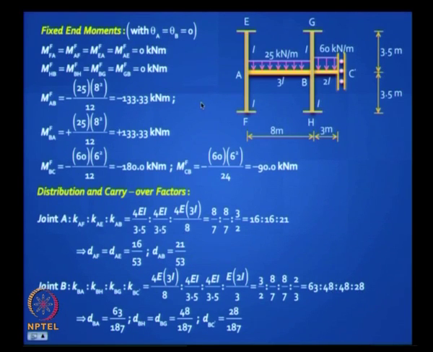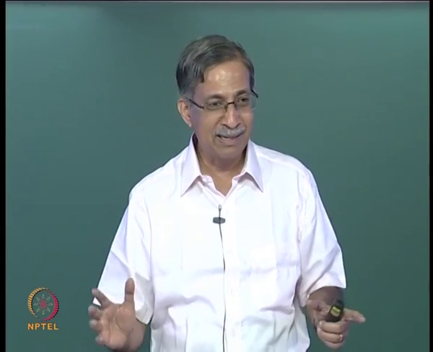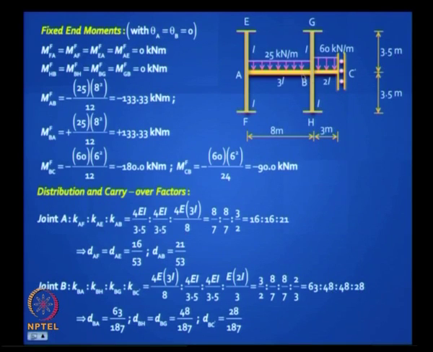So you have got three members meeting at that joint. So when you make the table, you have to arrange it in such a way that you can handle all of them simultaneously. And the same thing you do at joint B. At joint B, the only point to remember, here you have 4 elements, is that the stiffness of BC will be EI, and that I is 2I divided by L. Is it clear? So you can work this out.